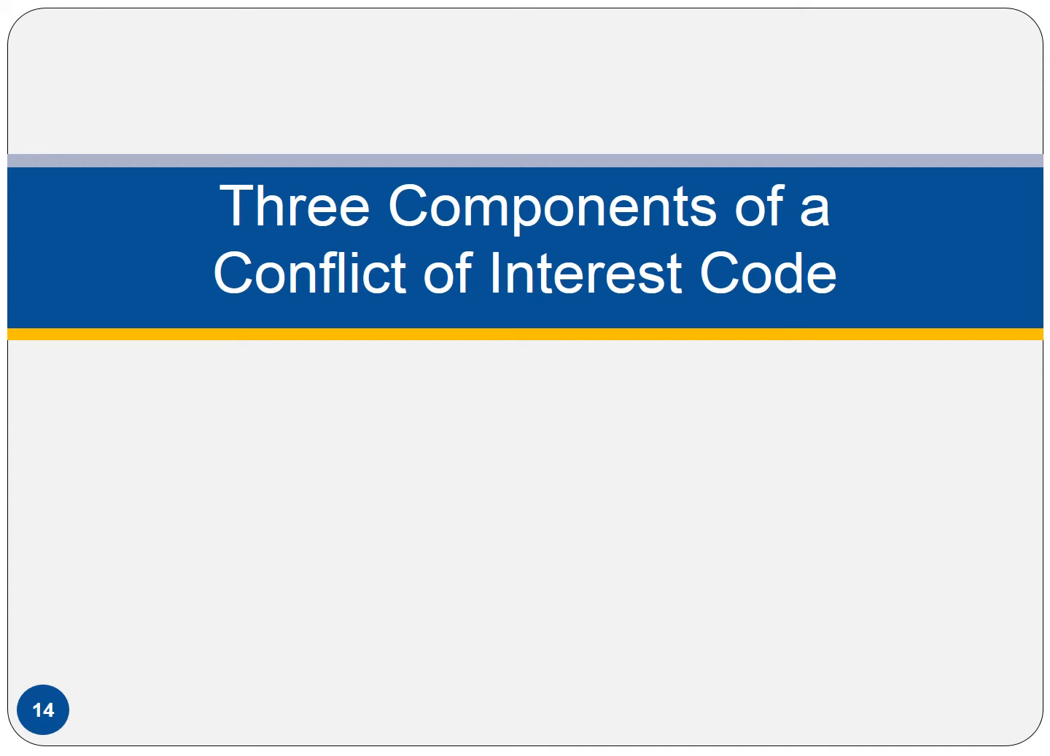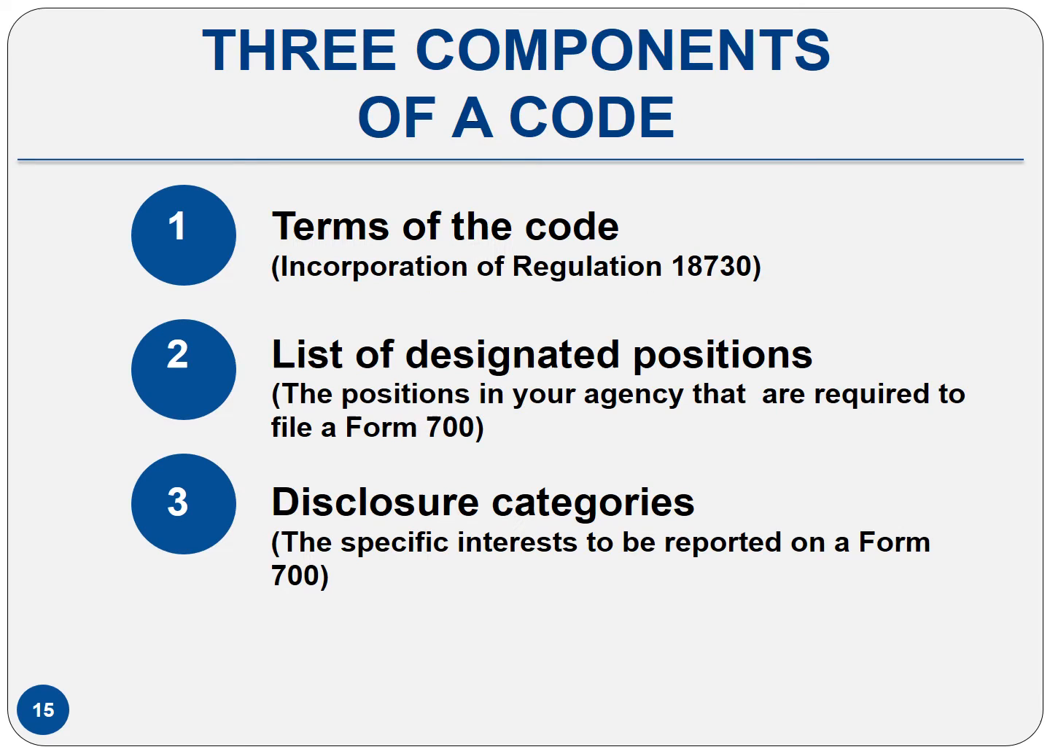Next, we will discuss the three components of a conflict of interest code. Conflict of interest codes can be broken down into three main components. The first is the terms of the code, or the incorporation page, which incorporates Regulation 18730. Regulation 18730 includes all of the legal code requirements, such as when statements are due and where statements are filed.